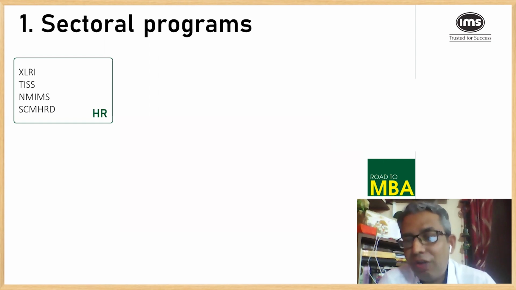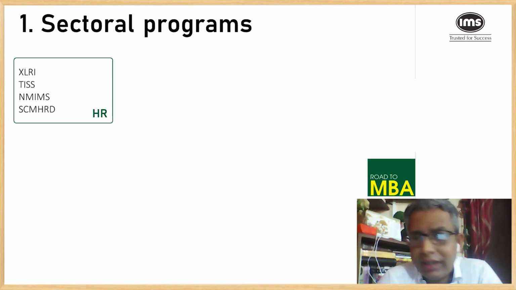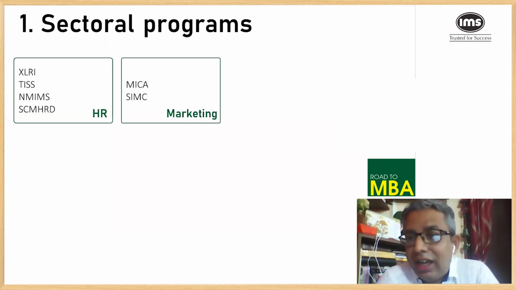Similarly, along with HR, we can also talk about the other fields of specialization. It can be marketing related also. If you know, MICA conducts its exam called MICAT. MICA specializes in marketing, advertising, communication. So if you want to pursue a career in that, you can look at MICA. Again, SIMC comes under SNAP, Symbiosis College.